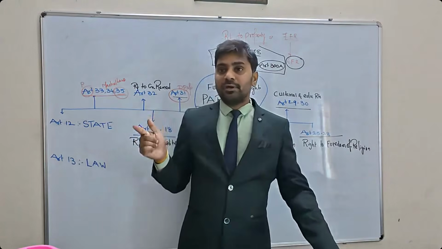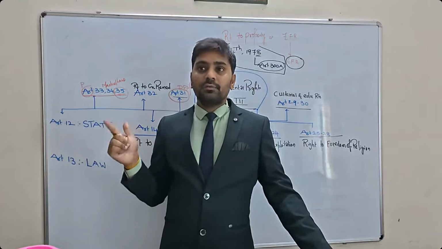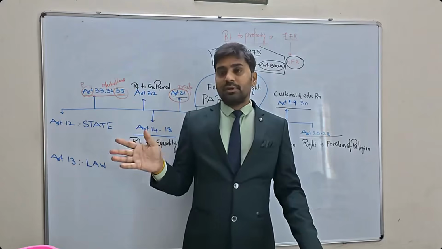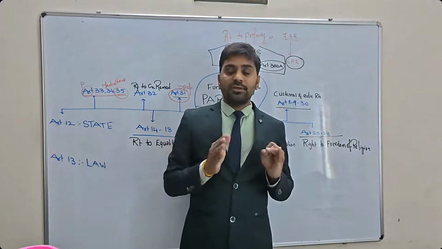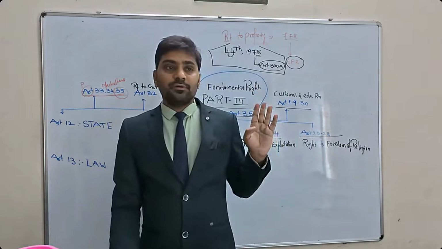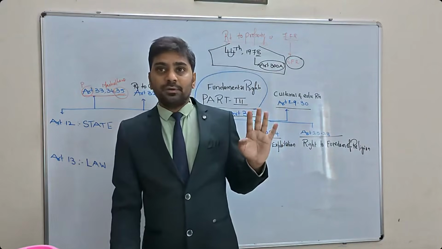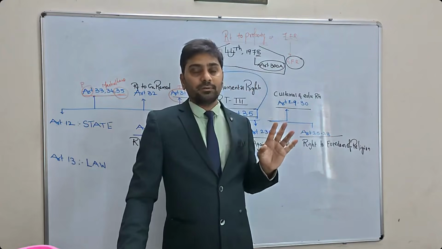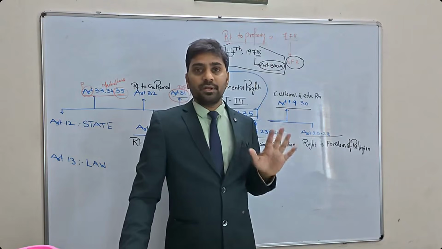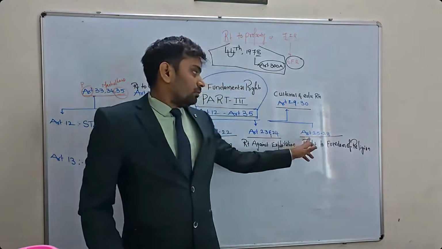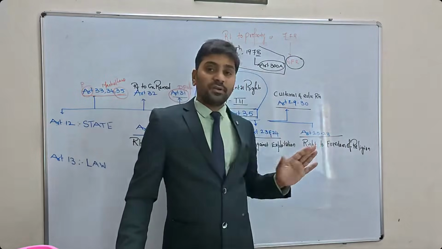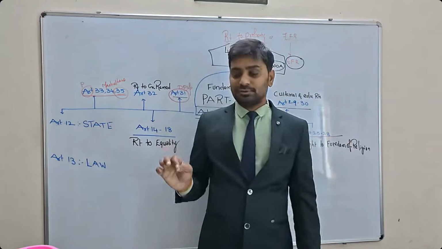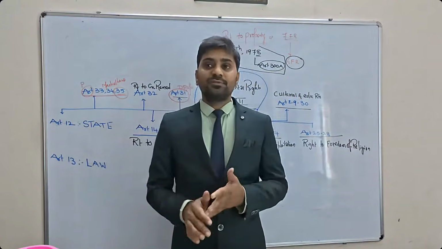Next, 19, 20, 21, 21A, 22. All these are right to freedoms. Then 23, 24 are right against exploitation. 25, 26, 27, 28 are freedom of religion. 29, 30 are cultural and educational rights. 32 is constitutional remedies.